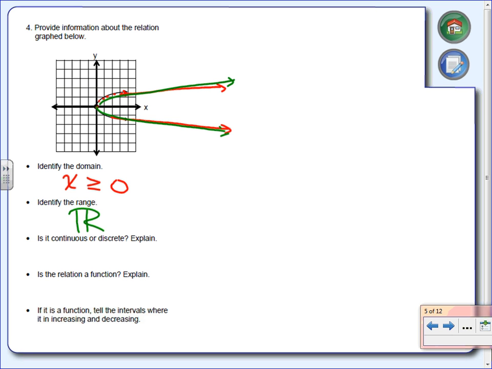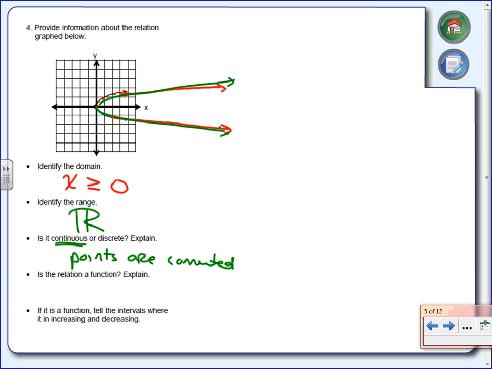Third part of that is to identify whether it's continuous or discrete. Continuous, that is correct. And why are we going to call this continuous? The points connect. That's right. Points are connected. We also said a continuous graph is either a line or some kind of smooth curve.